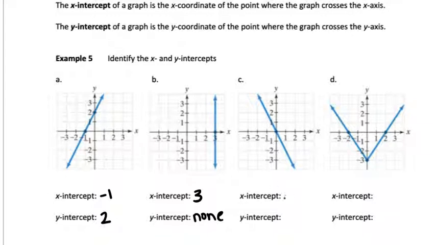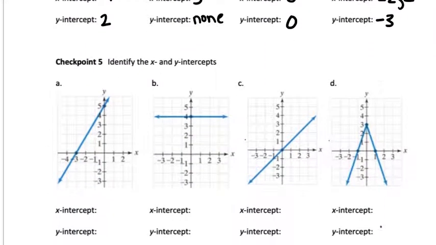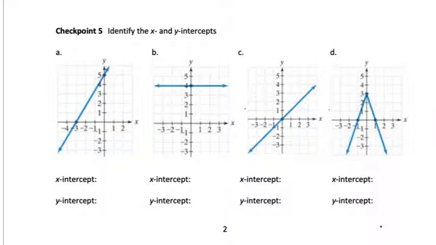So for C, my x-intercept is 0 and my y-intercept is 0 because the line is going through the origin. For D, in this graph, I have two x-intercepts, one at negative 2 and one at positive 2. So I would list both of those, separate them with a comma. My y-intercept is at negative 3. So next you should do checkpoint number 5. Write these answers in your notes, check them, and then you can move on to the homework.